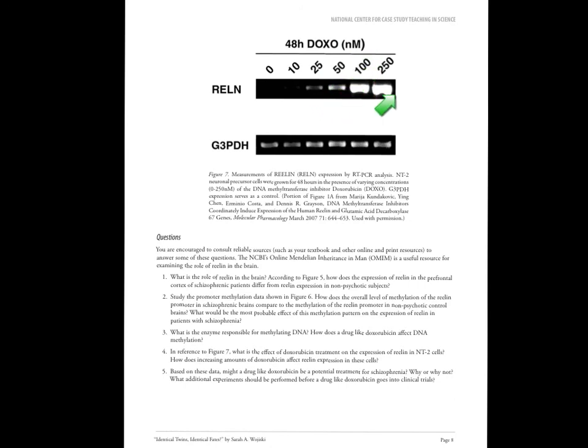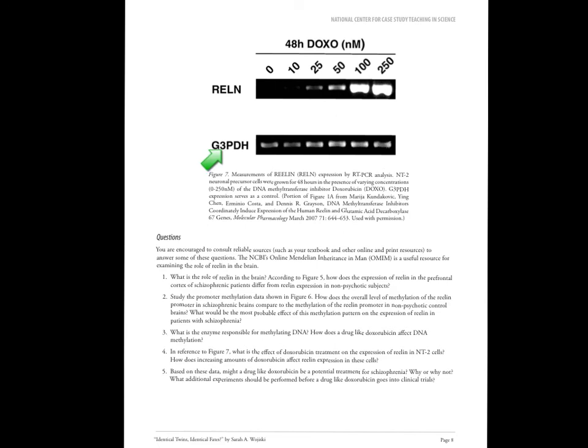At 100 nanomolar, and then again at 250 nanomolar, you see a lot of the reelin being produced, because you're probably inhibiting most, if not all, of the enzyme that methylates that DNA, the DNA methyltransferase, which is the enzyme that transfers the methyl group onto the DNA, because you're increasing the concentration of the inhibitor of that enzyme. So you're stopping that enzyme from transferring the methyl group.